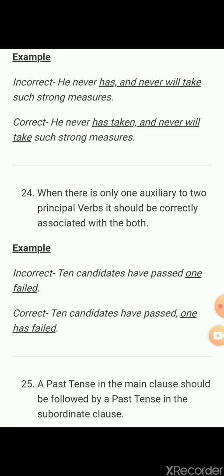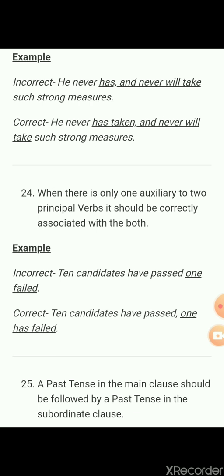Incorrect: "10 candidates have passed, 1 failed." Correct: "10 candidates have passed, 1 has failed." Both have different statements, one positive, one negative. 10 candidates have passed, but 1 has a different statement, a different fact. So will we provide the same verb? No. We will provide another suitable auxiliary according to that portion of the sentence.